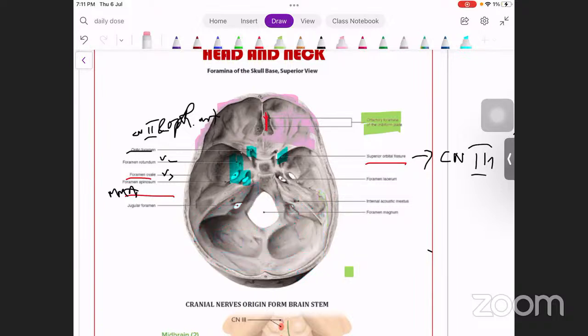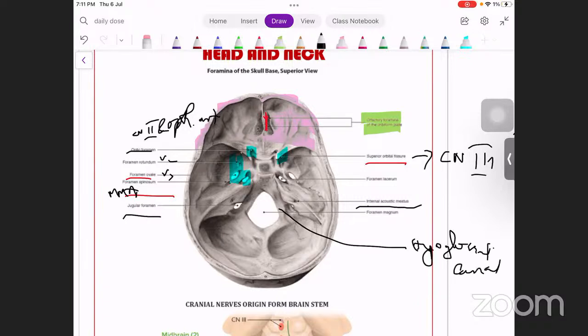The important posterior cranial fossa contents are the internal auditory meatus, or internal acoustic meatus, the jugular foramen, and then the hypoglossal canal. After the hypoglossal canal, you have the foramen magnum.